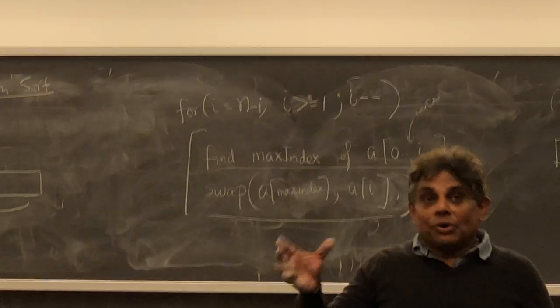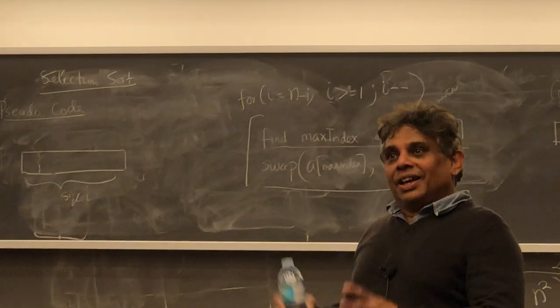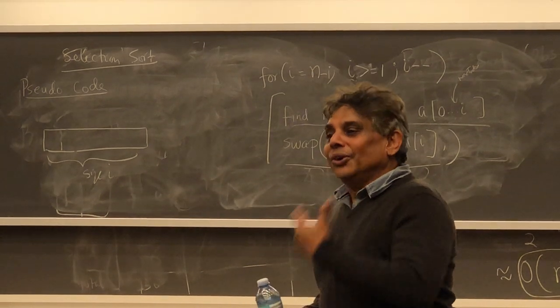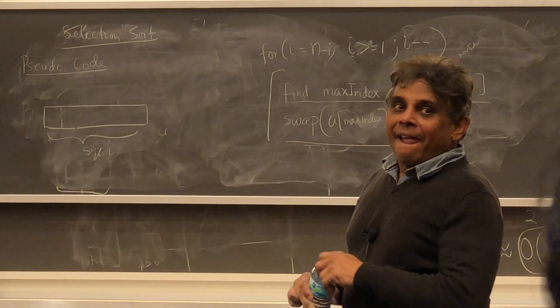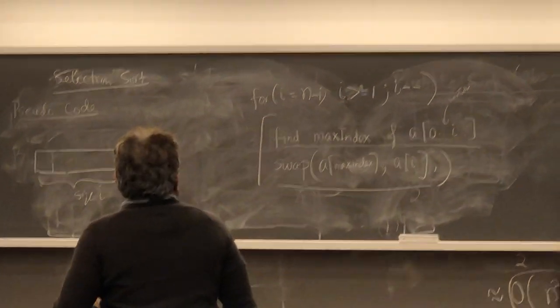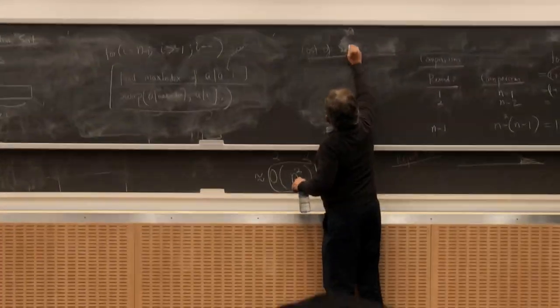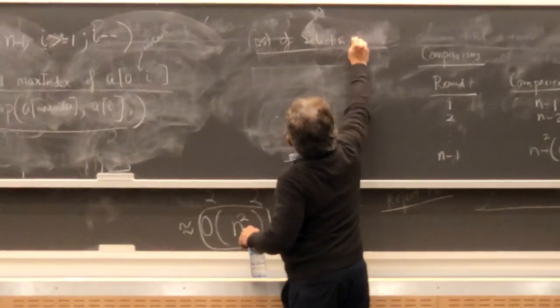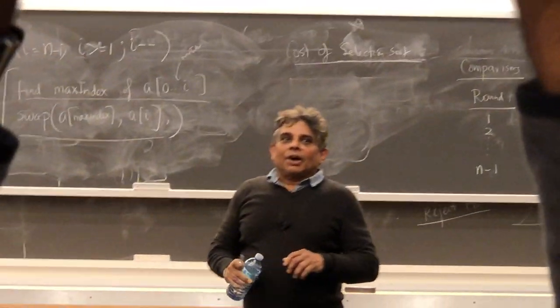So it's always a good idea to write the pseudocode before you write the actual code because, you know, it's less likely you will make a mistake when you go from pseudocode to code. There are some details there, but you can do that. Now let's talk about the cost of selection sort.